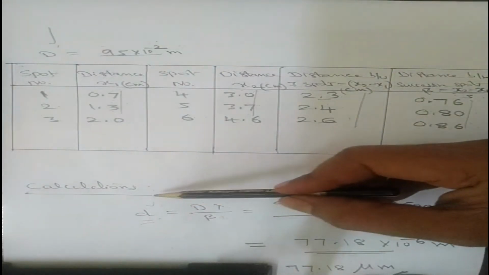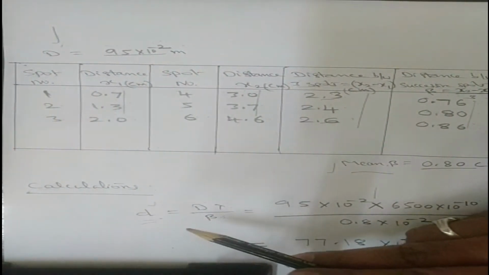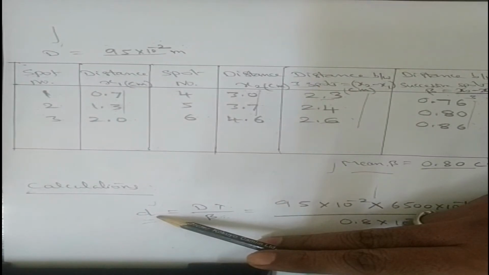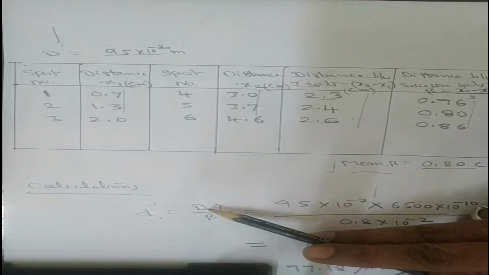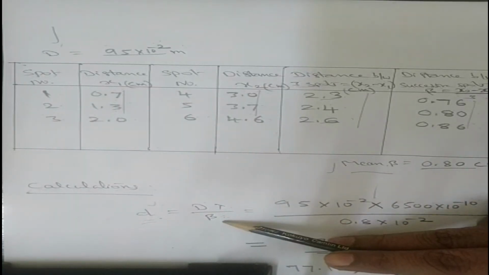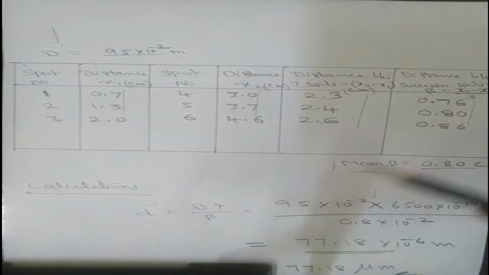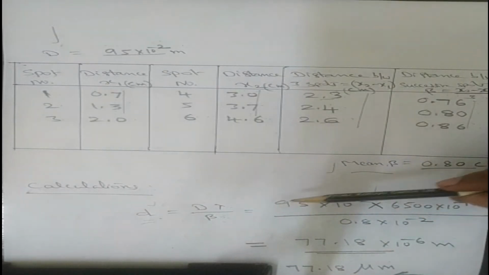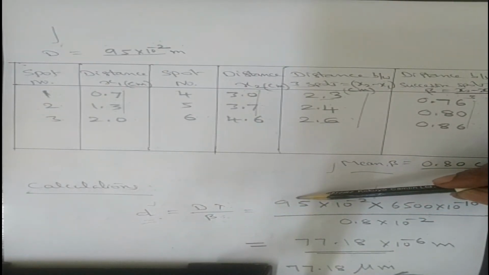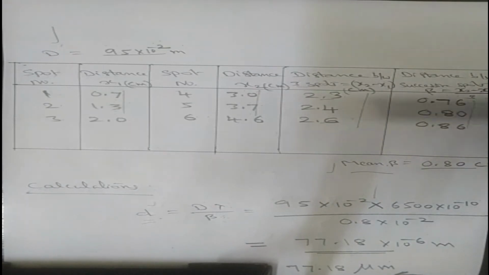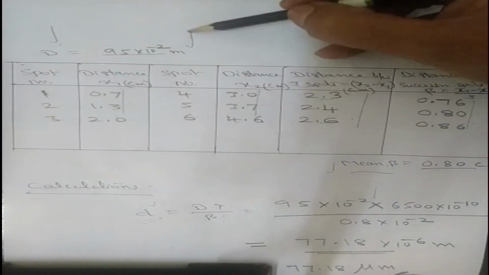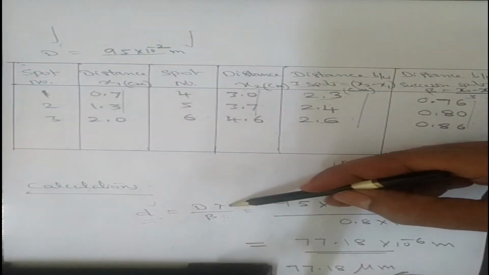Now come to the calculation. So in the main calculation, small d is the diameter of the thin wire, isn't it? So diameter of the thin wire, small d, is equal to capital D into lambda by beta, is the formula. Now substitute all the measurements. Capital D is how much? 95 into 10 to the power of minus 2, measured already in the experiment. Here it is, correct? Then lambda is a given value.